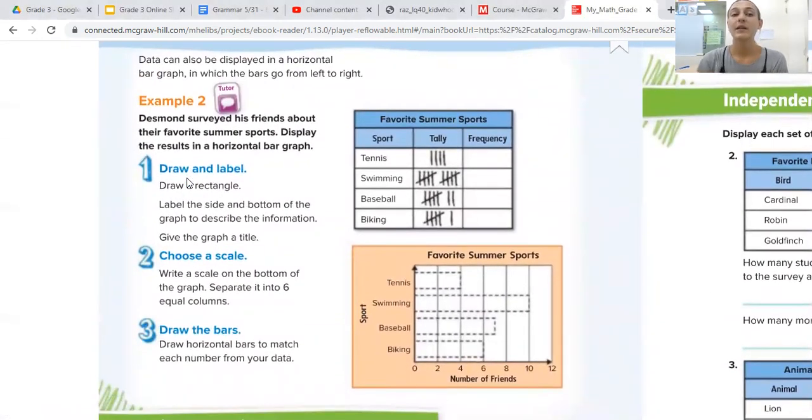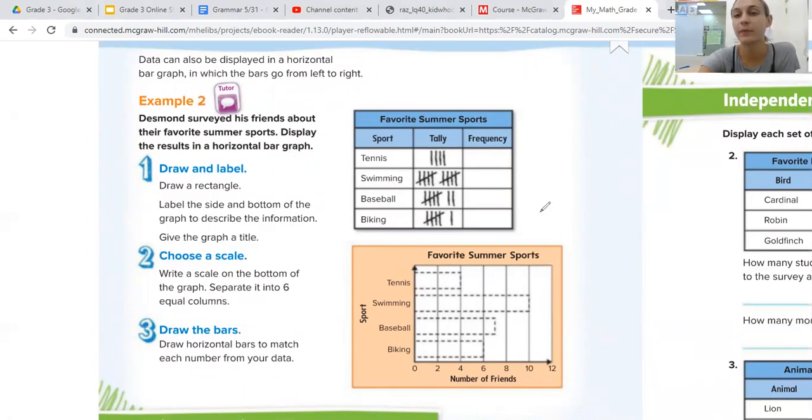Data can also be displayed in a horizontal bar graph in which bars go from left to right. So the other one was vertical. This one is horizontal. They're moving this way over. Here's our tally chart. Desmond surveyed his friends about their favorite summer sports. Display the results in a horizontal bar graph. So they had tennis, swimming, baseball, and biking as their options.